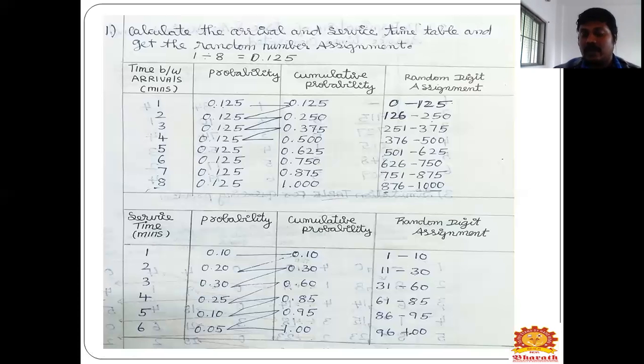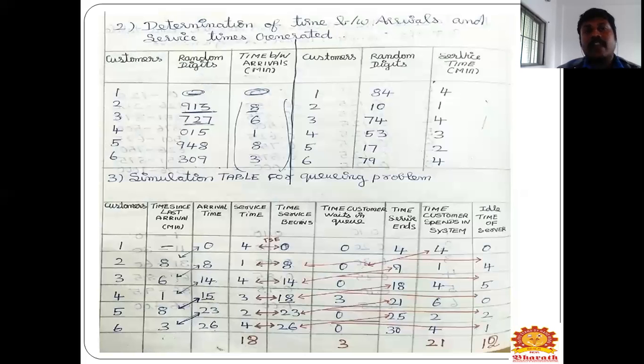Next you have to determine the time between arrivals and the service time. So we will take the 6 customers, and determine the random digit for arrival, and we will take it for service time also.